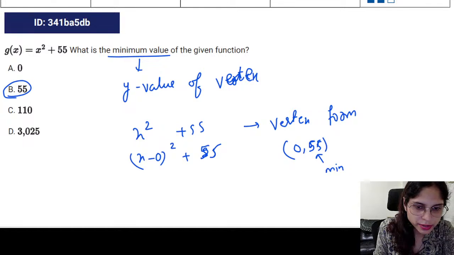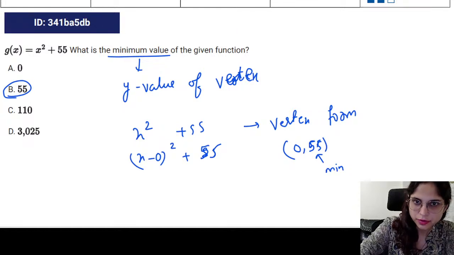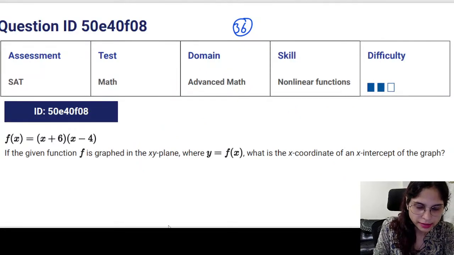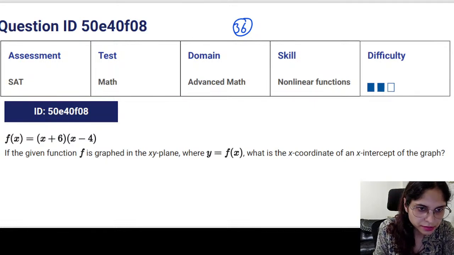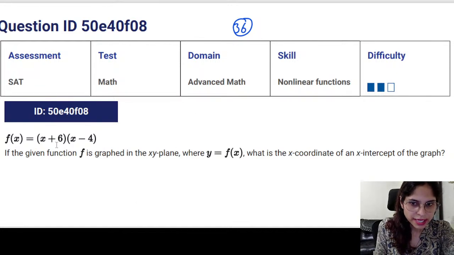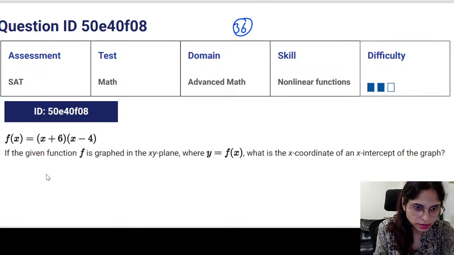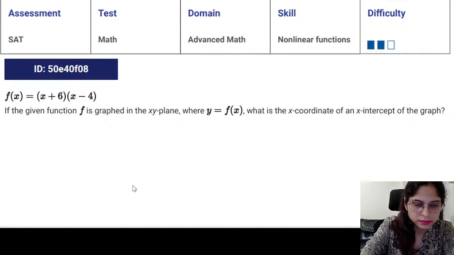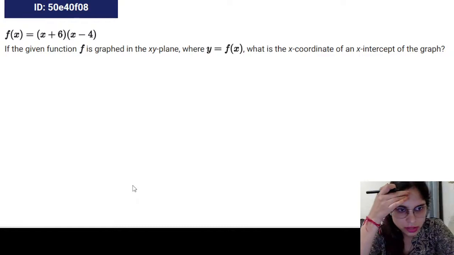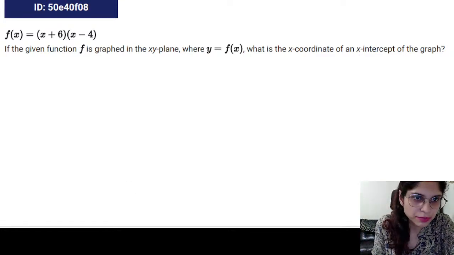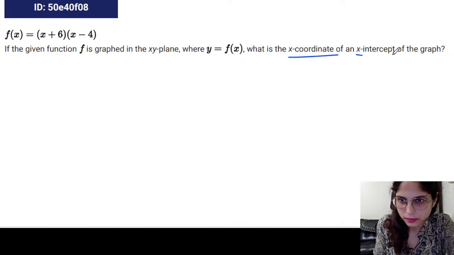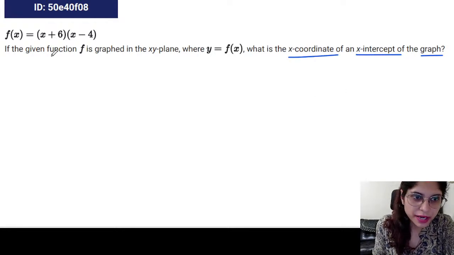Alright, next question is question number 36, which should be on page number 37. And this one is the fifth problem in medium quadratics. There are a lot of problems in medium quadratics. So f of x is x plus 6 times x minus 4. Y is equal to f of x. What is the x coordinate of an x-intercept? X-intercept is when y becomes 0.